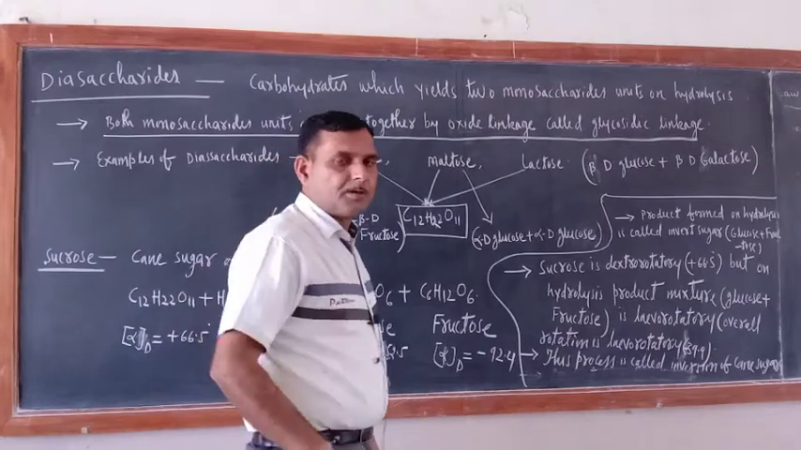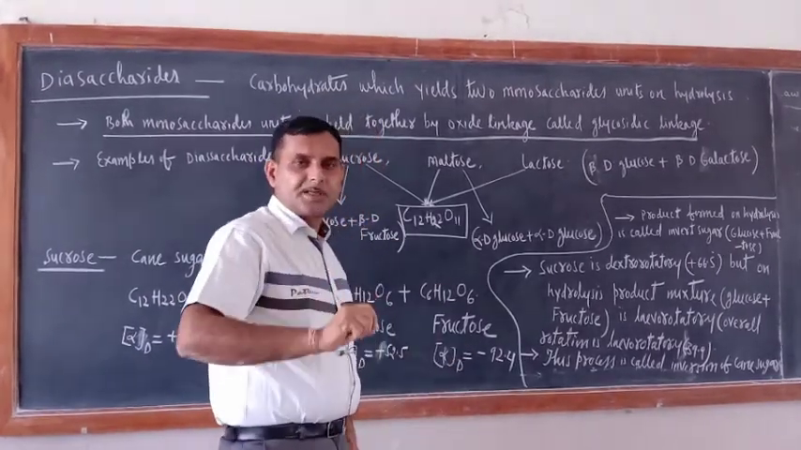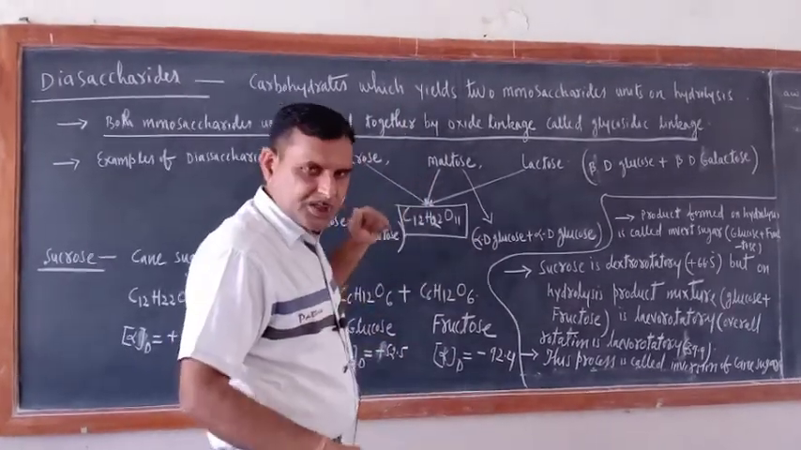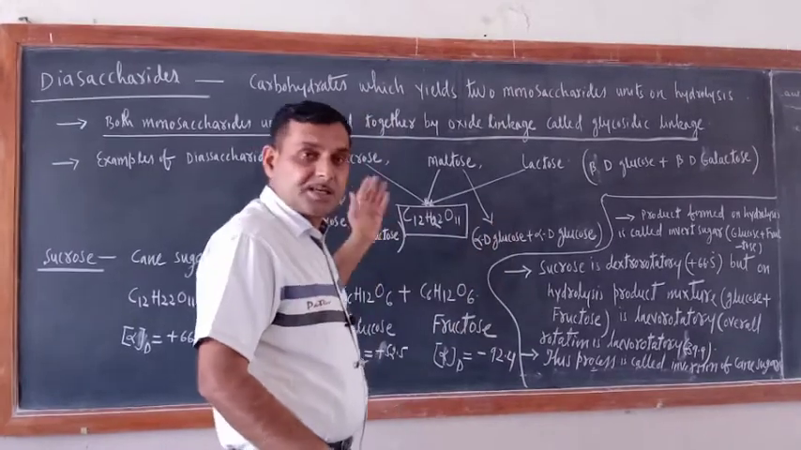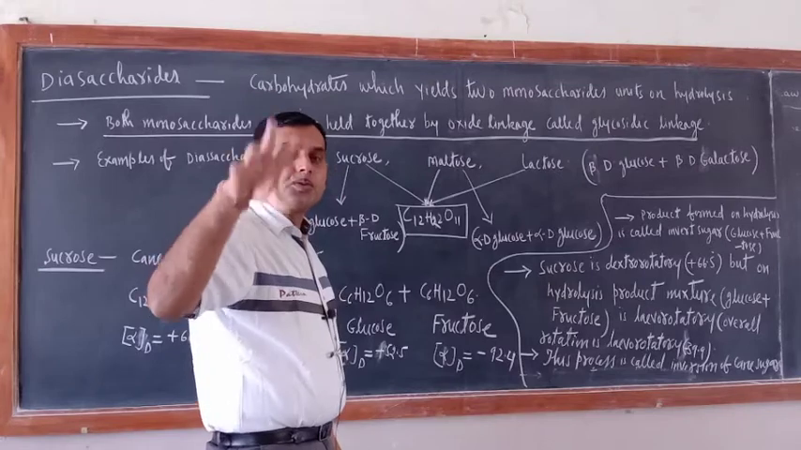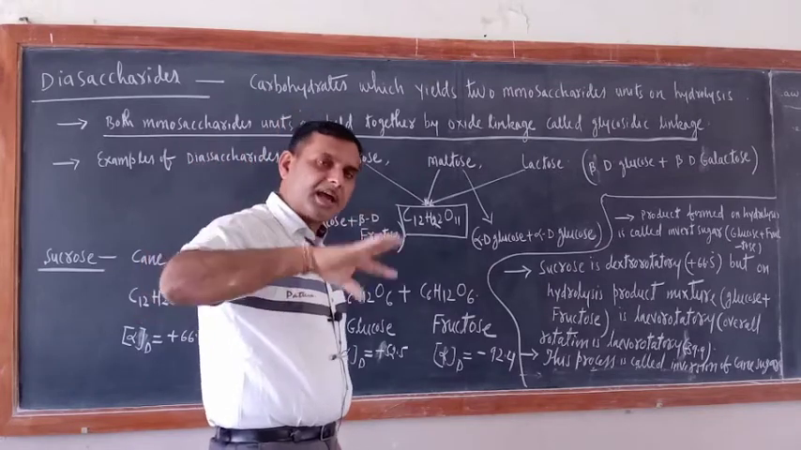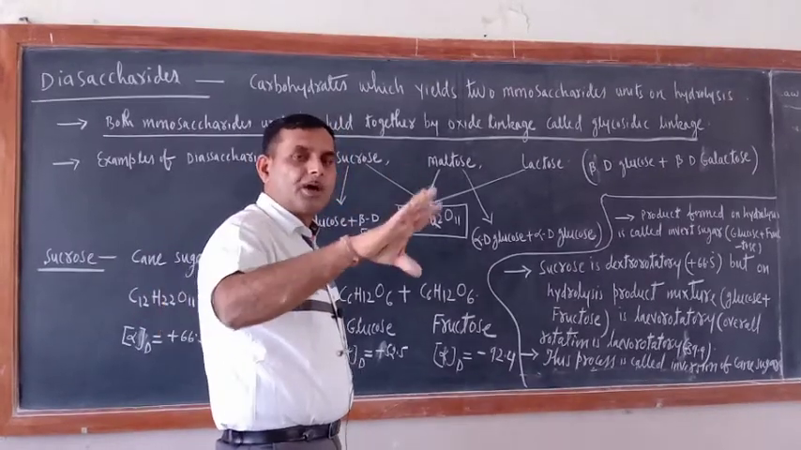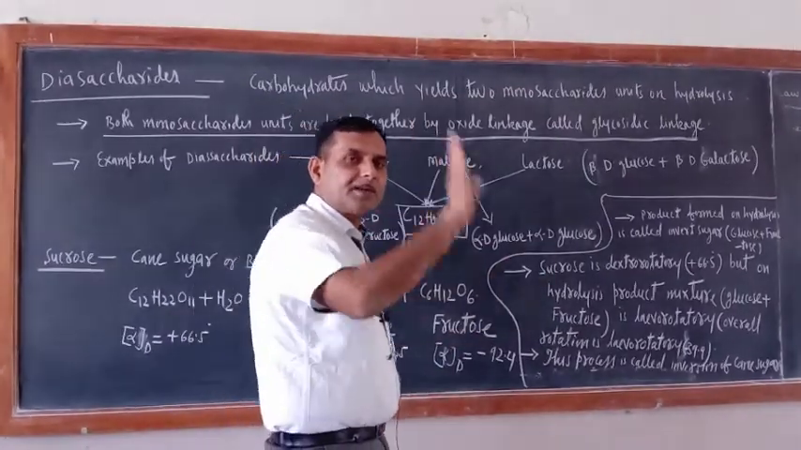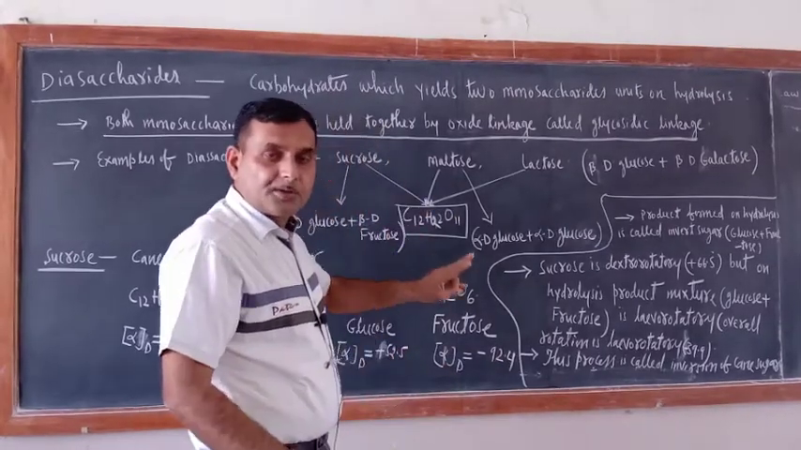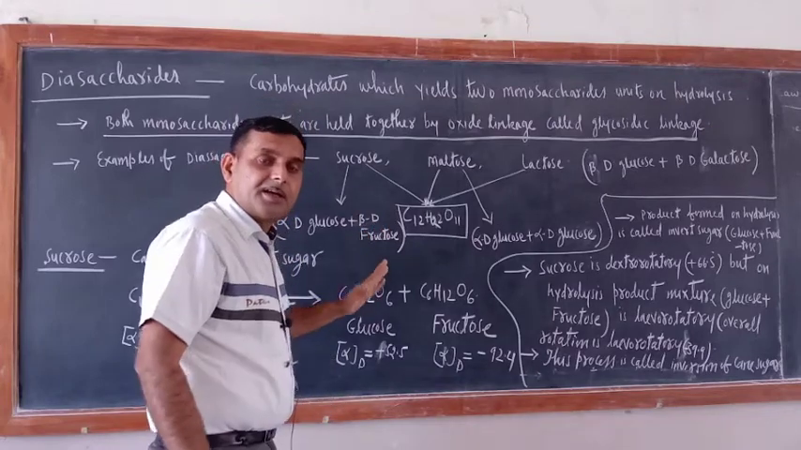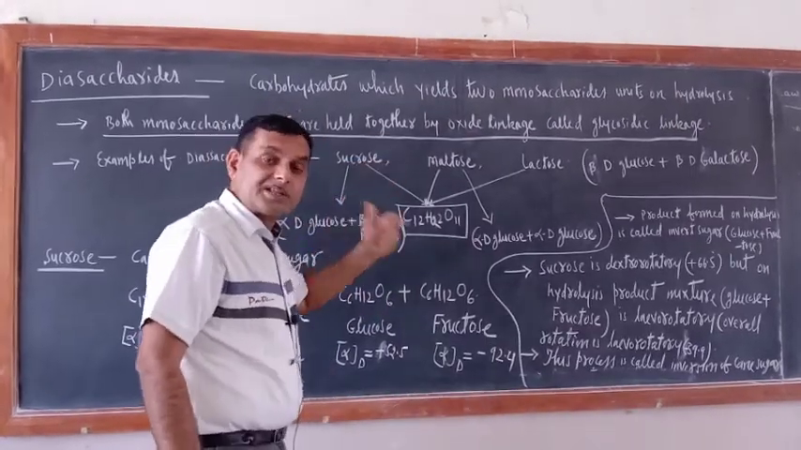In the Haworth projection formula, how do we represent the groups which are present on the right hand side and the left hand side of the open chain structure of glucose? Remember, in the cyclic structure of glucose, whichever groups are present on the right hand side, in the Haworth projection formula they will be down, and the groups present on the left hand side, they will be at top, at the respective carbon atom.